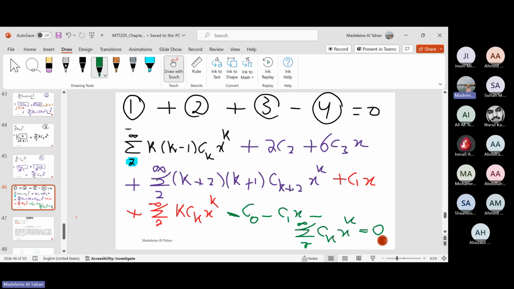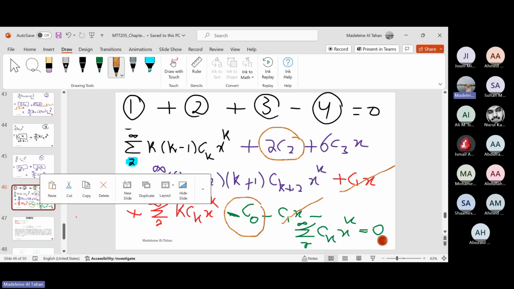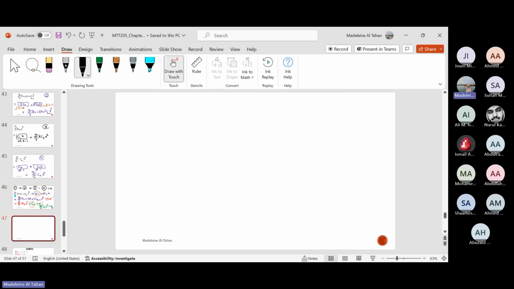Any questions? No. What do we have here? C1x and negative C1x. They are cancelled together. Okay, miss? We are left with 2C2 and minus C0. We will write this one alone.